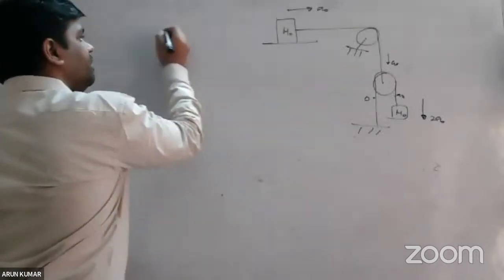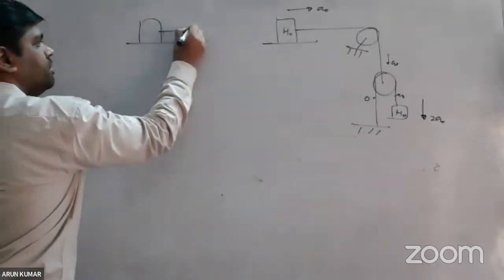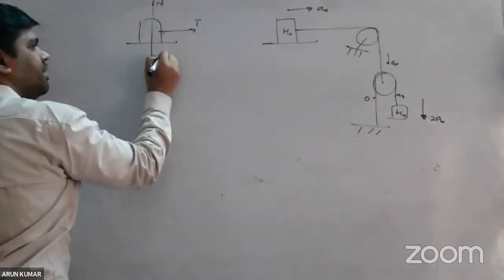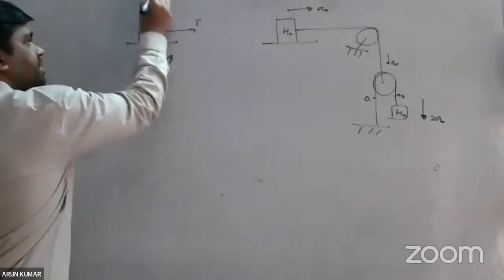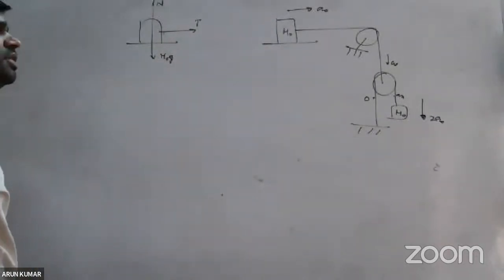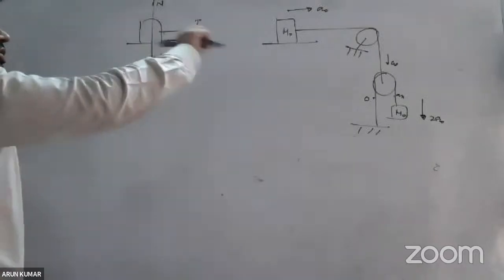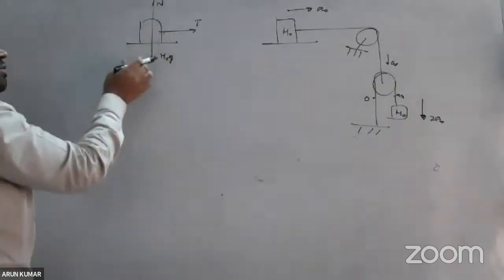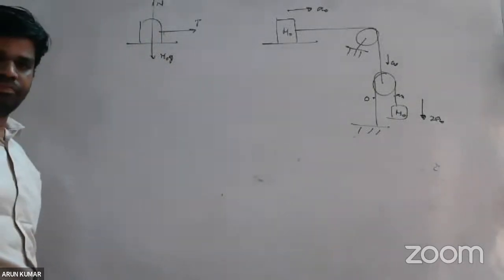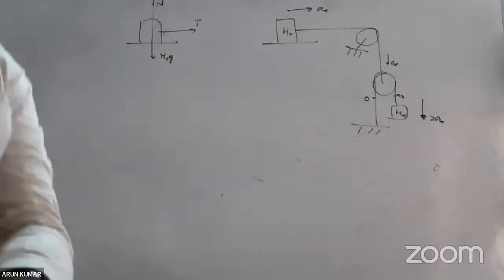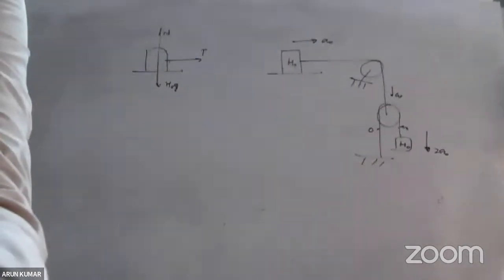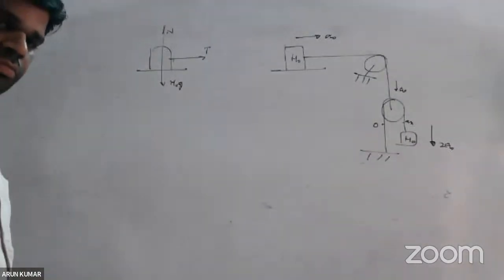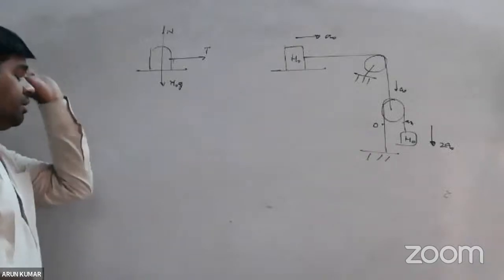What will the FBD of the upper block look like? Tension is pulling this way. The normal reaction is downward. But these vertical forces are not coming into the picture because there is no vertical motion. There is only horizontal motion. So vertical forces balance each other. N minus mg is equal to 0, so N is equal to mg. Alright. So N is equal to mg.